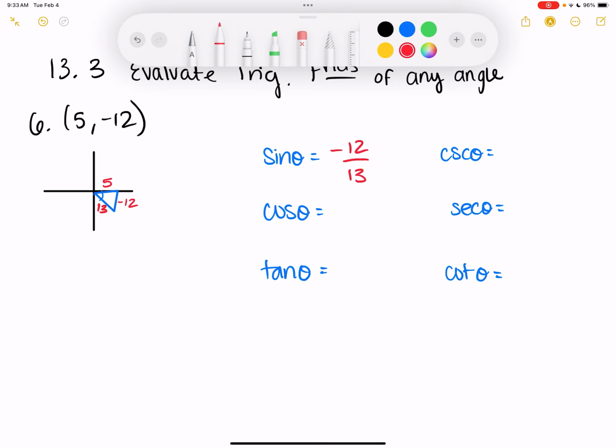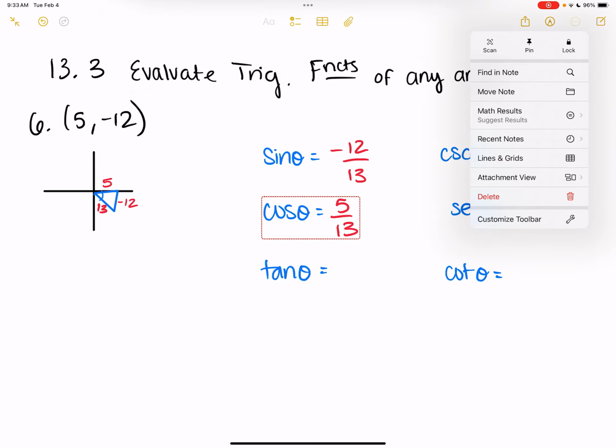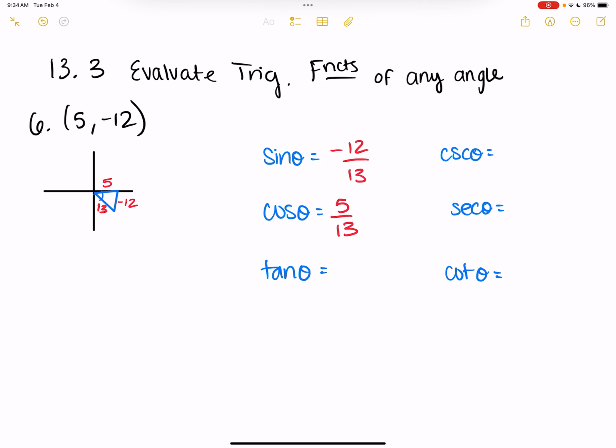Cosine is adjacent over hypotenuse, which is 5 over 13. Tangent is opposite over adjacent, which is negative 12 over 5. Cosecant is 13 over negative 12. Secant is 13 over 5. Cotangent is 5 over negative 12.